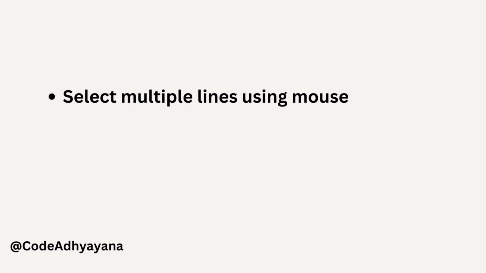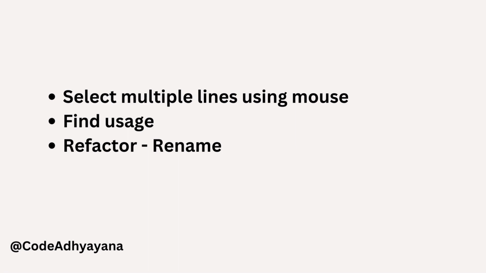Hi everyone, welcome back, and in this video we are going to learn how to select multiple lines in PyCharm. Then we are going to learn how to use find usage to see the usage of a particular function or method, and finally we are going to refactor one method. First we'll change its name and then we'll change the signature.